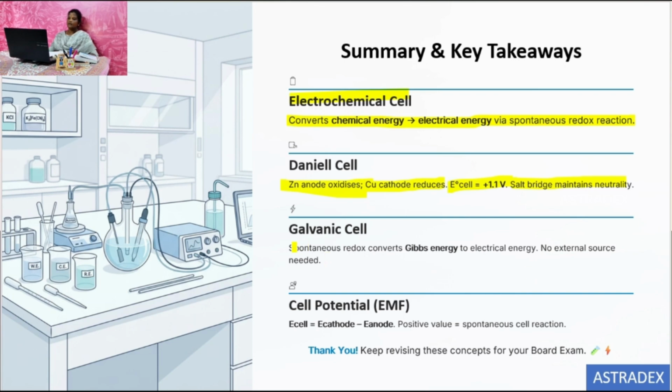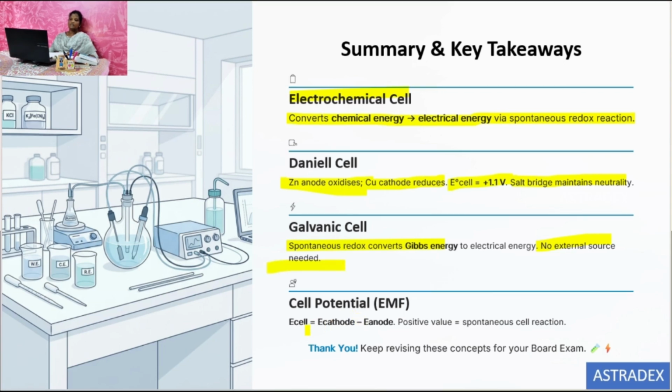It maintains electrical neutrality. And galvanic cell is also one of our electrochemical cells, by which it converts chemical reaction into electrical energy. Okay. No external sources are needed. And the formula for cell potential is E cathode minus E anode. And if the value is positive, it is spontaneous. If the value is negative, it is non-spontaneous.